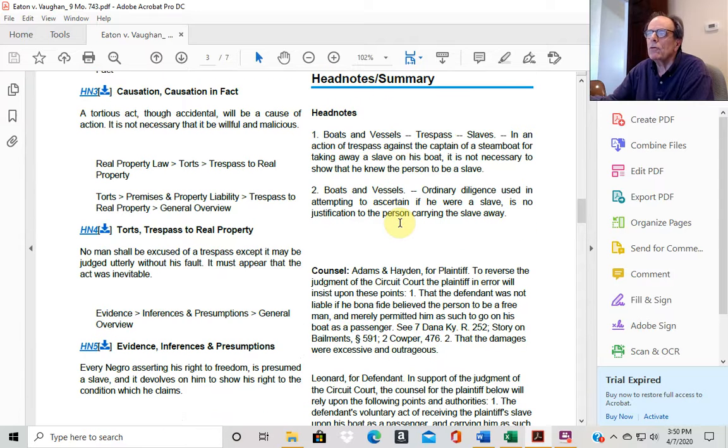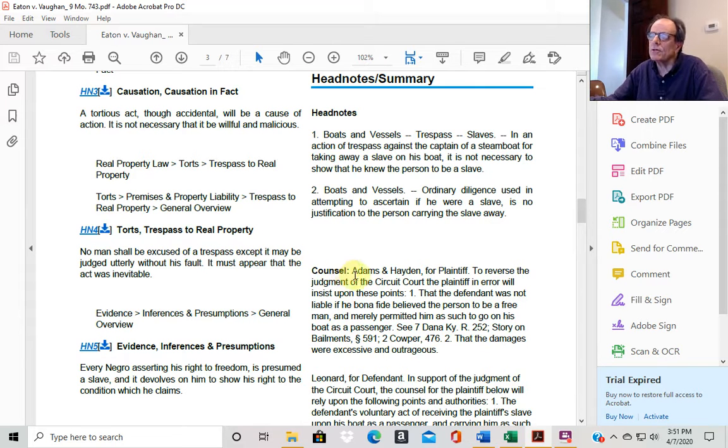But if you look down a little bit beyond this head notes summary, the boats and vessels are both head notes supplied by the court. The head notes that link to spaces in the opinion are supplied by a separate publisher, and so this was done after the fact. Anyway, what we're looking for is what are the arguments made by these parties?